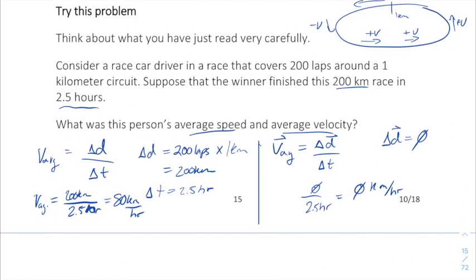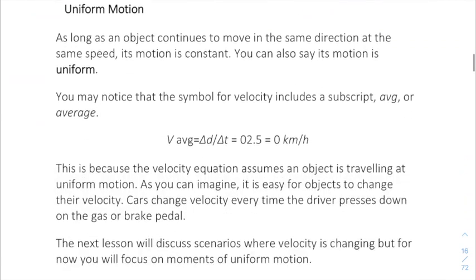Okay, and so for the next section here, we have a little comment about uniform motion. As long as an object continues to move in the same direction at the same speed, its motion is constant. You can say its motion is uniform. This will play very important in the concept of inertia that we're going to be covering very soon. You may notice that the symbol for velocity includes a subscript, AVG, or average. That is because the velocity equation assumes an object is traveling at uniform motion.